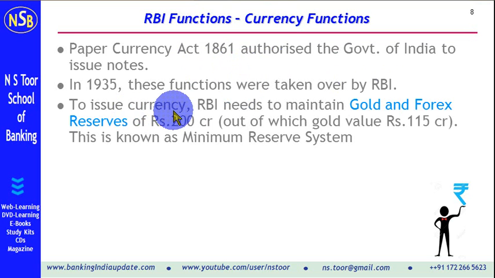To issue currency, RBI needs to maintain gold and foreign exchange reserves, and value of such reserves should be minimum 200 crore rupees. Out of this, the gold value should be rupees 115 crore minimum. And this is known as minimum reserve system. So Reserve Bank of India is issuing currency on behalf of government, and for that purpose it needs to maintain minimum reserve in the form of gold and foreign exchange, and value of these reserves is minimum 200 crore.